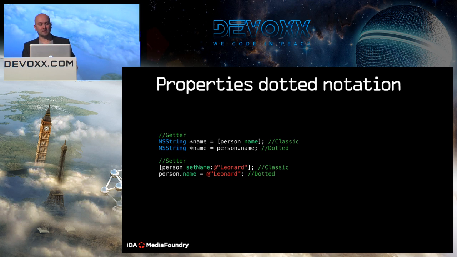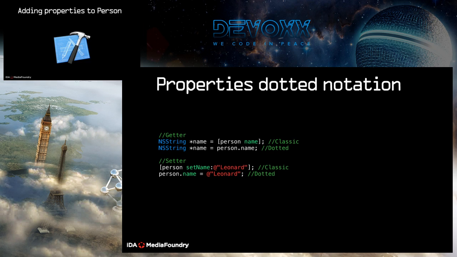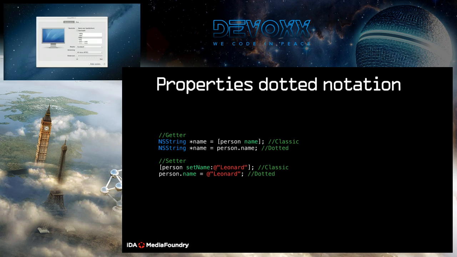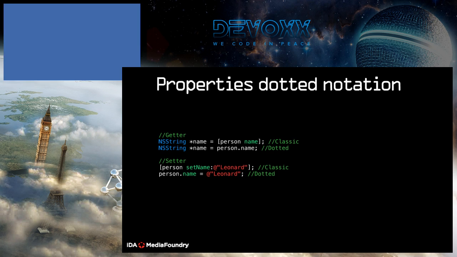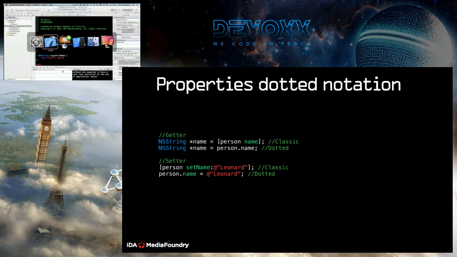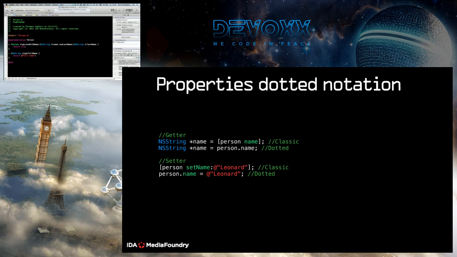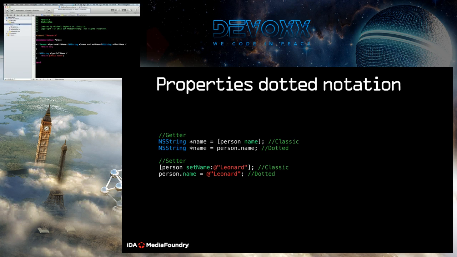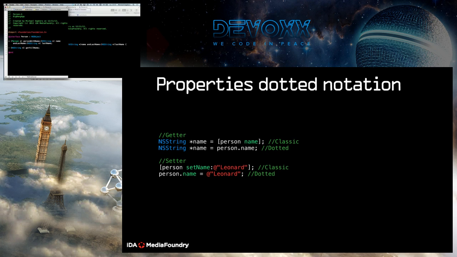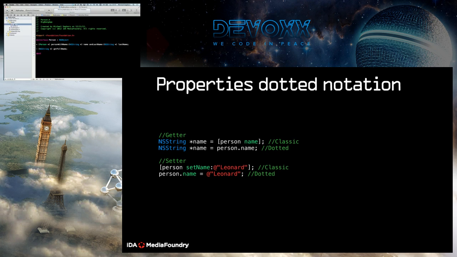So let's add some properties to our class. Again, switching to Xcode. There it is. Let me close some windows so my code becomes a little bit clearer. Obviously I need to take the header file first, and what we normally do is we define our properties above the methods. Again, you can choose, but I like to do it in this way.